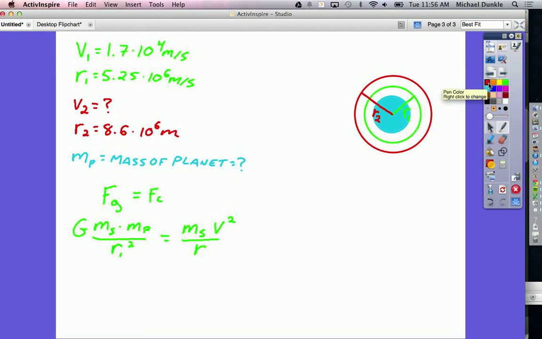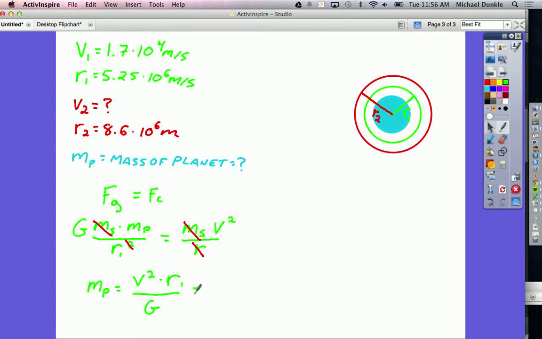What we can do here is we can start canceling some things out. Mass of the satellite is in both sides. That can cancel. The radius is in the denominator of both, so that can cancel on the right side and the squared can cancel on the left. Now what we need to do is rearrange our equation for the mass of the unknown planet. So when we do that, we would get that the mass of the unknown planet is equal to the speed of the satellite squared multiplied by the radius of the satellite divided by the gravitational constant.